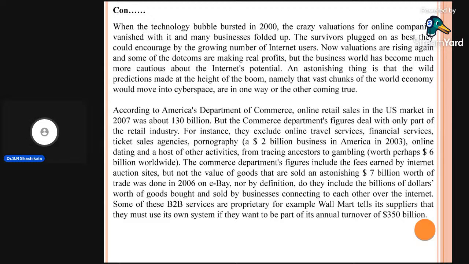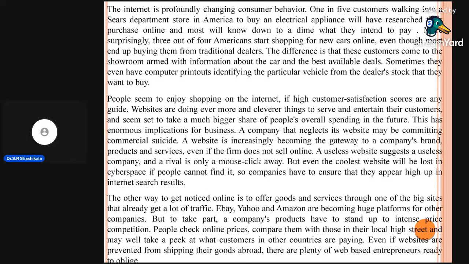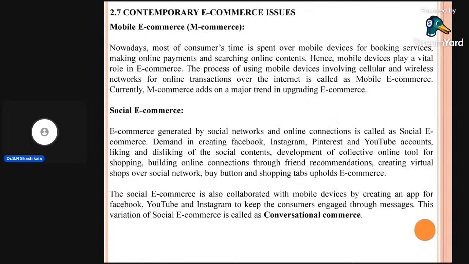The other way to get noticed online is to offer goods and services through one of the biggest sites that already get a lot of traffic, like the huge e-market systems, including eBay, Yahoo, and Amazon. They are huge platforms. At least companies can make use of them and sell their products. Even if websites are prevented from shipping their goods abroad, there are plenty of website-based entrepreneurs who are ready to oblige. So there are certain contemporary issues faced by e-commerce, especially in India.